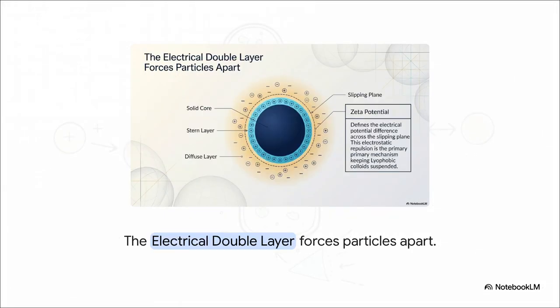On top of that, the particles are protected by a complex electrical shield known as the electrical double layer. Around the solid core, ions from the medium attach to form a tightly bound Stern layer. Beyond that is a looser diffuse layer. The boundary between this protective cloud and the rest of the liquid is the slipping plane. And the electrical potential difference across this plane? That's called the zeta potential.